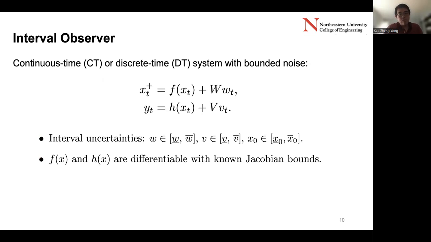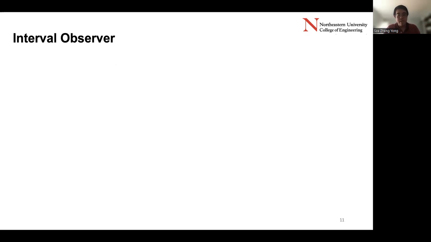So I want to also give a quick segue about interval observers, which we will talk about a bit more later on. But basically, whether it's continuous time or discrete time systems with bounded noise, we assume that all the uncertainties are bounded, including the noise and the initial condition. In this case, we assume that the nonlinear functions are differentiable and have known Jacobian bounds, meaning that for each of the elements of the Jacobian matrix, we know the upper and lower bounds.